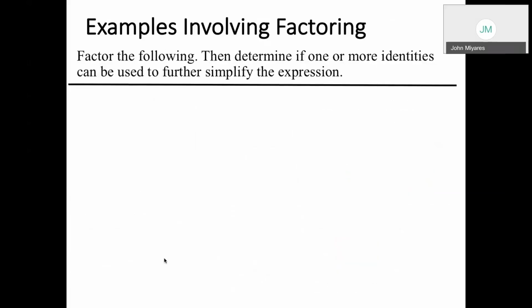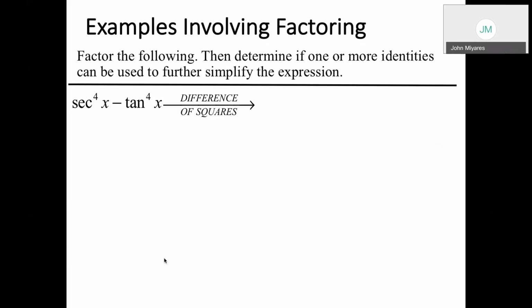Let's try a few that involve factoring. In the first one, we have the secant to the fourth power of x minus the tangent to the fourth power of x. We should recognize this as having the potential to follow a difference of squares pattern where a squared minus b squared can be factored as a minus b times a plus b. Except with the fourth power, we need to think of this as something squared squared.